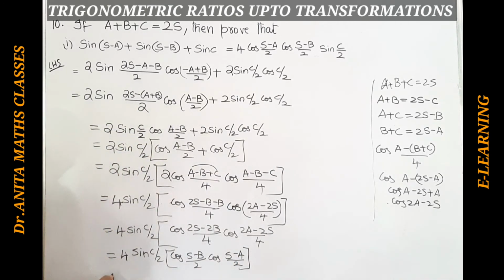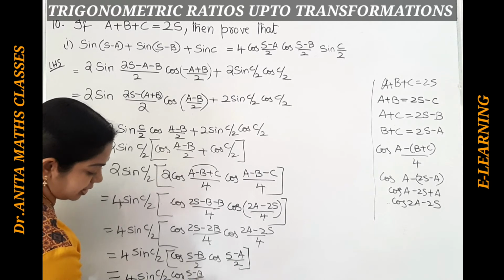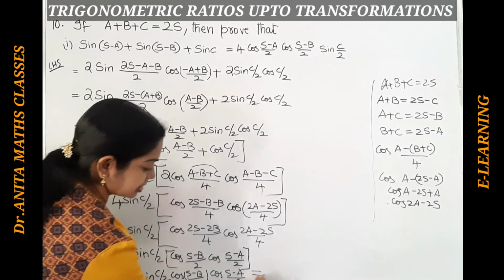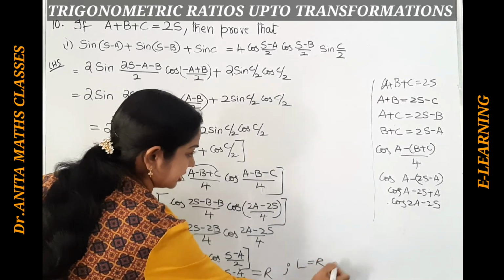So just multiply. So it becomes 4. We'll write it as 2 sin c by 2 cos s minus b by 2 and cos s minus a by 2. This is what the RHS part is. So LHS is equal to RHS, hence proved.